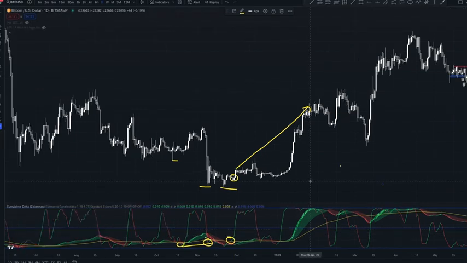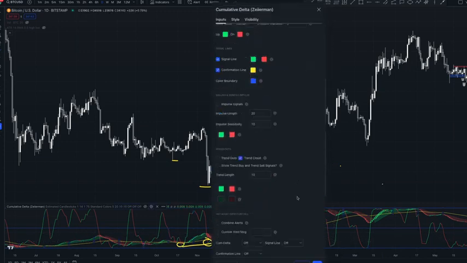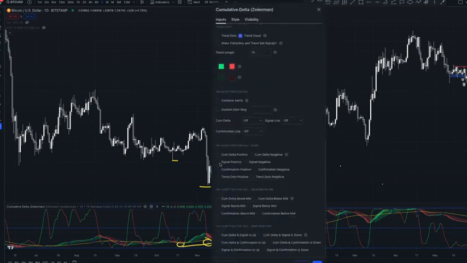Everything that I've shown you here can have alerts attached to it, and with alerts means that you can also automate it. So if you're using something like TommyBots for your automation or for your alerts, you can totally automate a lot of this using TommyBots. And recently, Zymerman added a lot more functionality as far as alerts go in the cumulative delta settings. So you can alert off of pretty much anything that you want now.